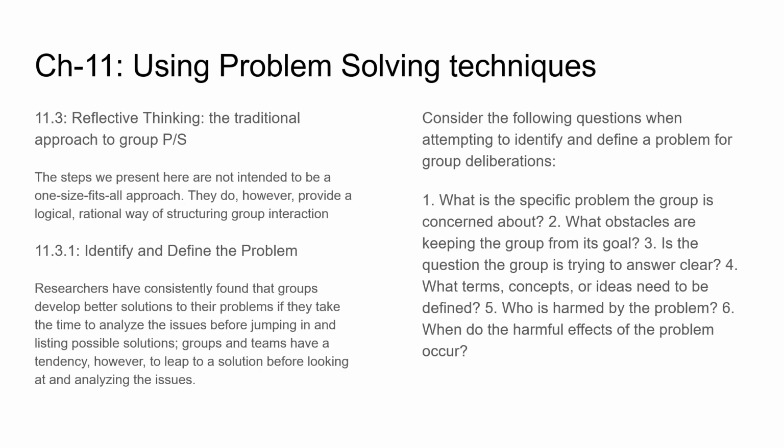So the traditional way people solve problems is they did something called reflective thinking, where something happened and then you thought about it afterwards and then try to maybe remedy the situation. So 11.3.1 was let's identify and define the problem. Researchers have consistently found that groups develop better solutions to their problems if they take the time to analyze the issues before jumping in and listing possible solutions. Groups and teams have a tendency, however, to leap to a solution before analyzing the issues.